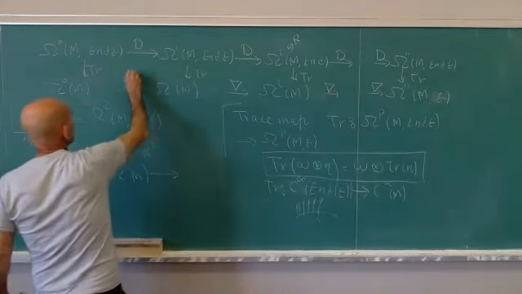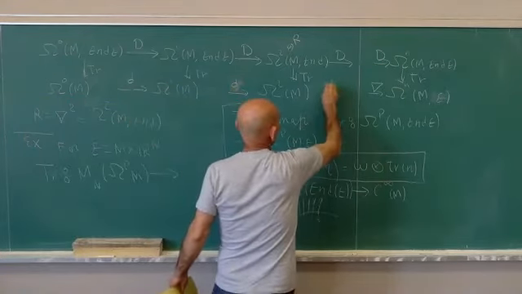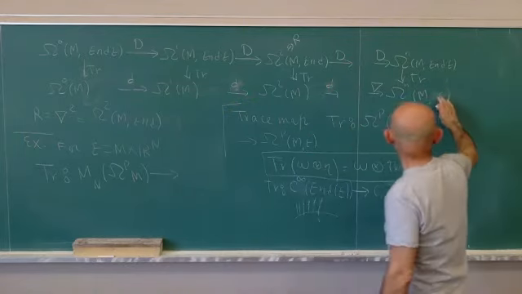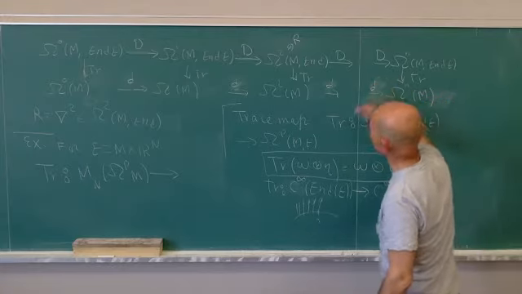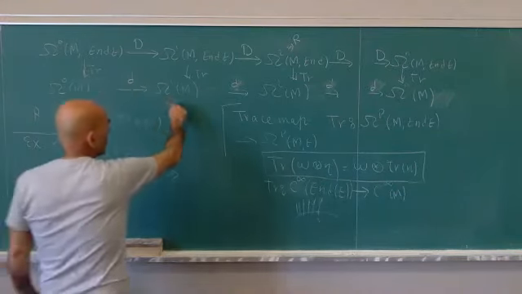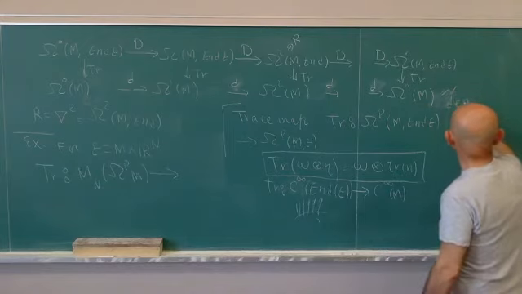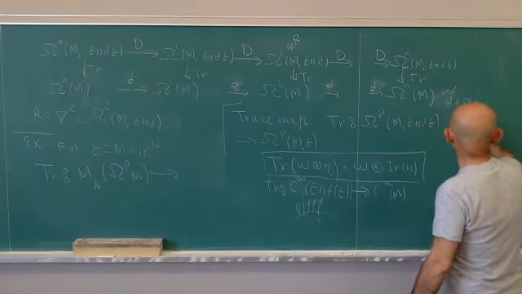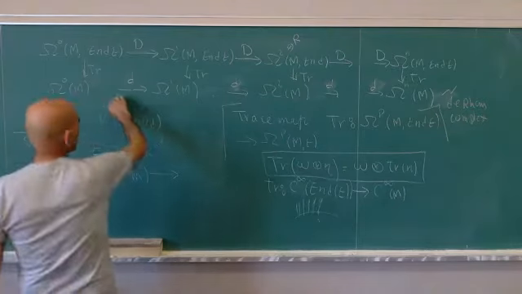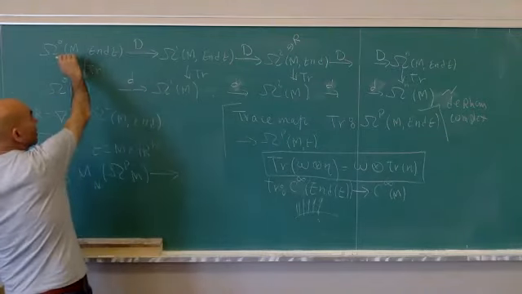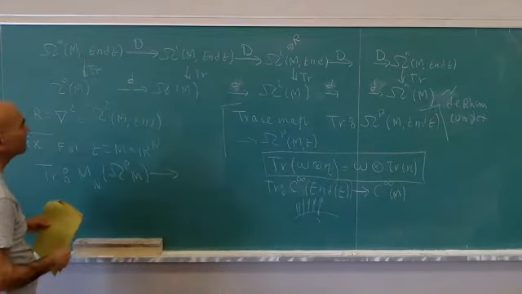This is d, sorry. Of course, we don't have a map like that. Okay, this is d. Now this second line, that's what I meant, is the de Rham complex. These are just usual differential forms, and there is this d. And this is our big complex of forms with values in the endomorphism bundle.